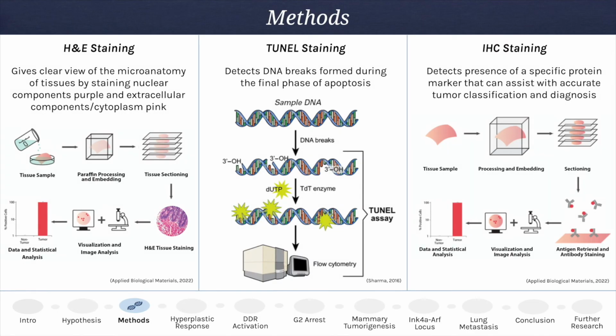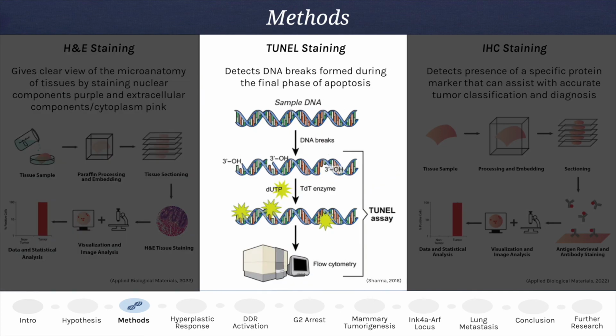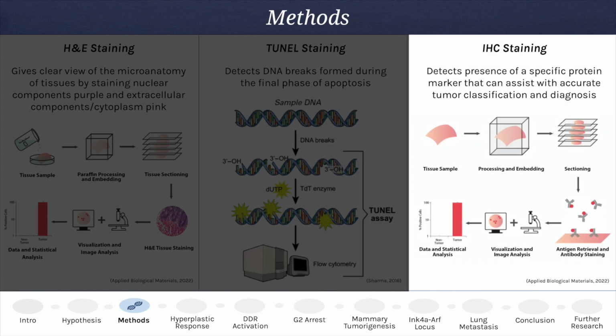3 key stains used in this research include hematoxylin and eosin or H&E staining, TUNEL staining, and immunohistochemistry or IHC staining. H&E staining shows the microanatomy of tissues by staining nuclear components purple and extracellular components of cells pink. TUNEL staining detects DNA breaks that are formed in the final phase of apoptosis. IHC staining detects specific protein markers, which helps classify and diagnose tumors.